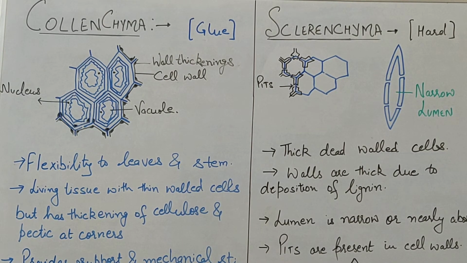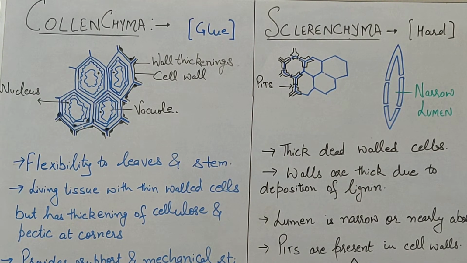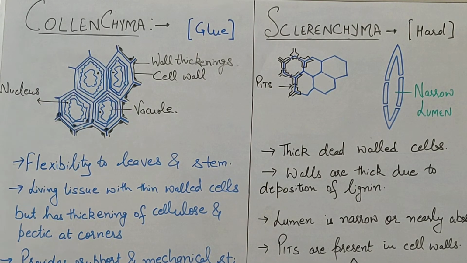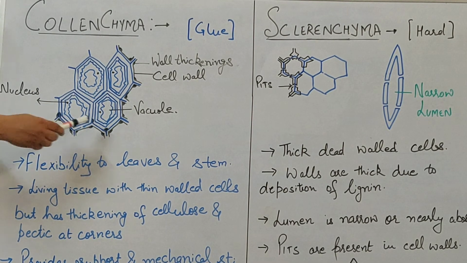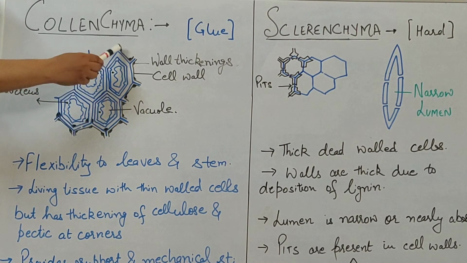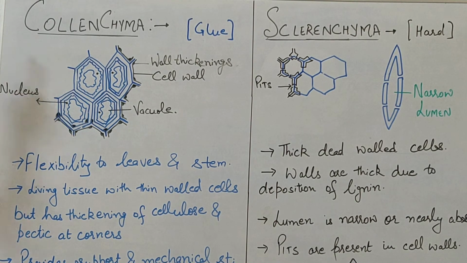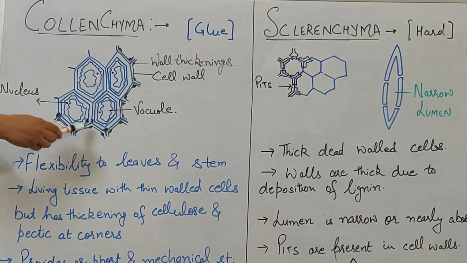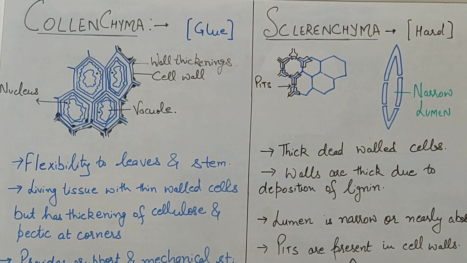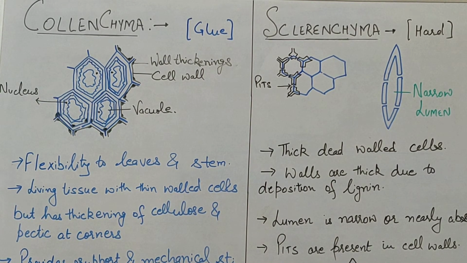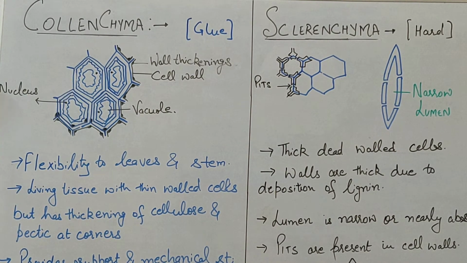Thus, it is a living tissue with thin-walled cells, but walls are thick at corners due to presence of cellulose and pectin. As you can see, at corners where a number of cells are joining, cell walls are thick, otherwise cell walls are thin. These thickenings are due to cellulose and pectin, and due to this thickening, flexibility is provided to leaves and stem. The cells are packed very compactly and there is no space between the cells. Thus we can say that intercellular spaces are absent.